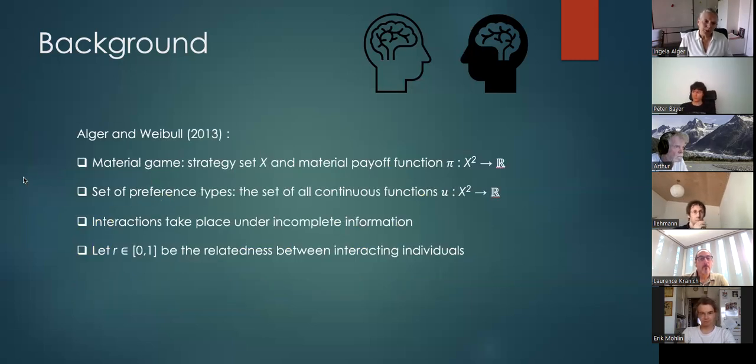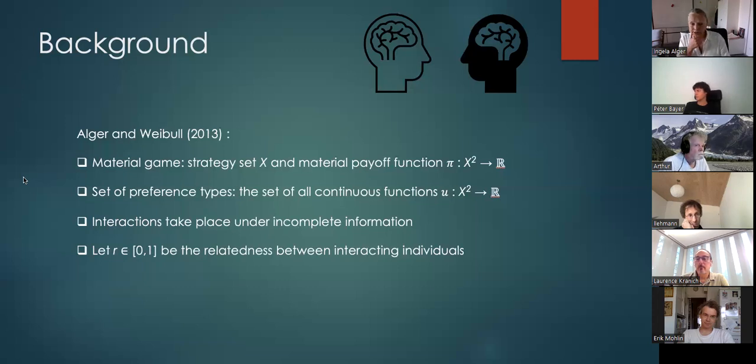And so this brings me to the starting point of the paper with Laurent. In the paper that I published with Jürgen Weibull 10 years ago now, we adopted the following approach. We posited a material game that is quite general. We have simply some strategy set X, and we make some assumptions about the mathematical properties of the strategy set. We have a material payoff function pi, which to each strategy profile associates a number. So it could be a public goods game, it could be a Prisoner's Dilemma, it could be all sorts of material payoff functions.